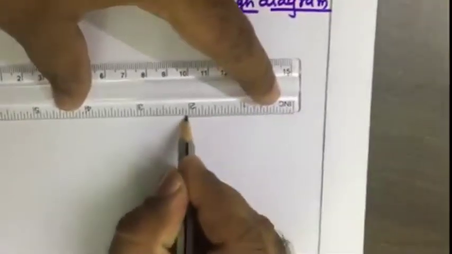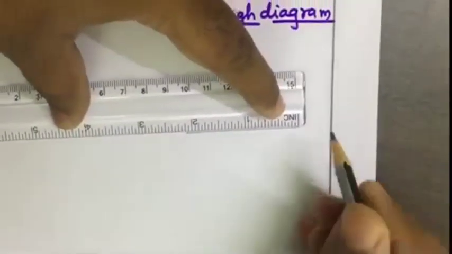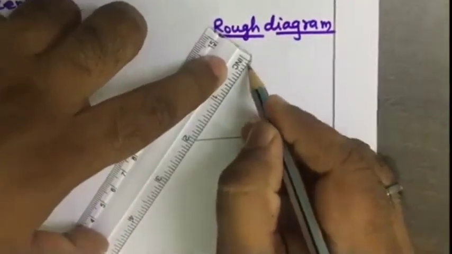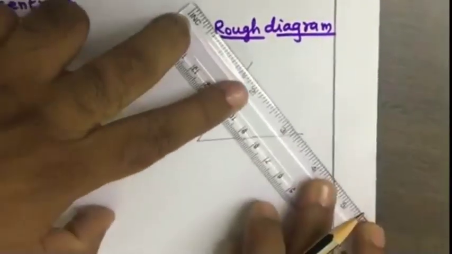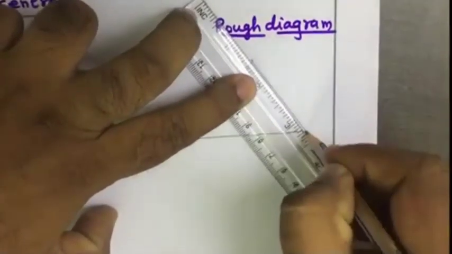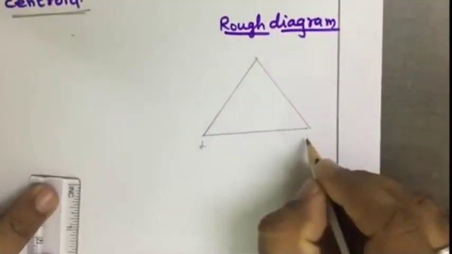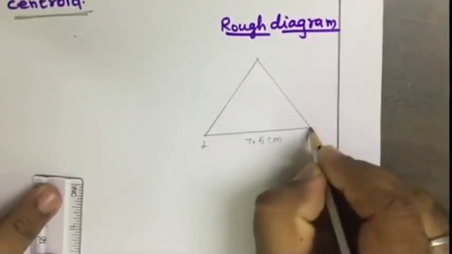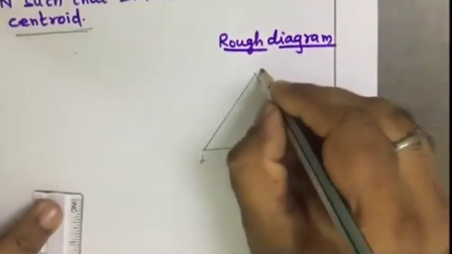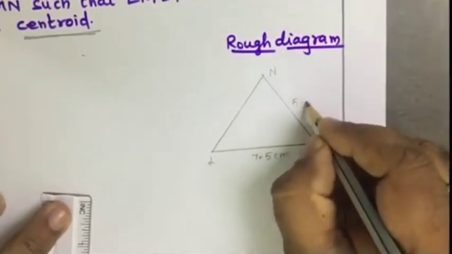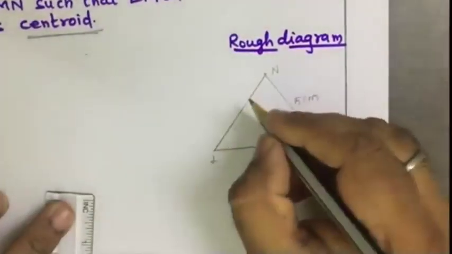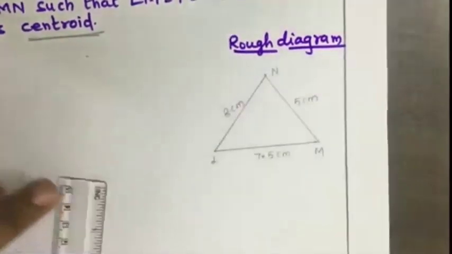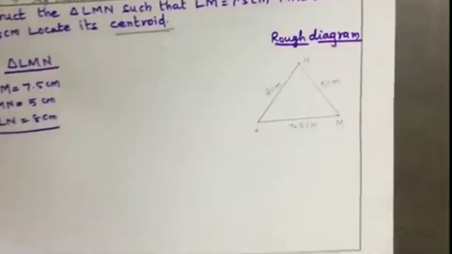Draw a triangle LMN. This is a rough diagram. A rough diagram means it is only a simple triangle. LM is 7.5 centimeter, MN is 5 centimeter and LN is equal to 8 centimeter. That is a rough diagram.